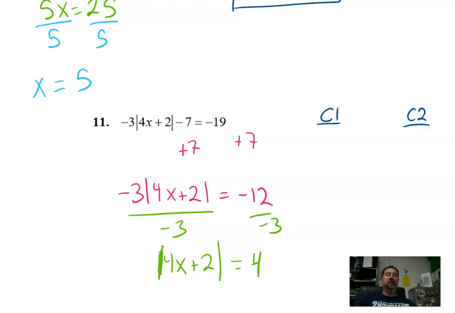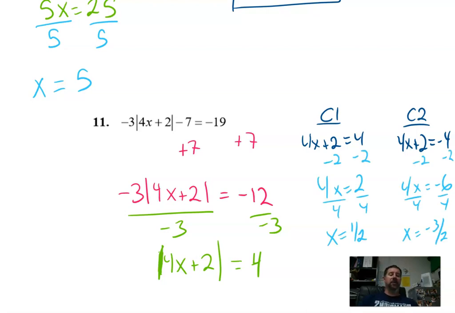Okay, so because it's an absolute value equals a positive number, I now need to set up case 1, case 2. So that's 4x plus 2 equals 4, and 4x plus 2 equals negative 4. And now I'm going to go and solve for my x's. And when you do that, you should get 4x equals 2, and then divided by 4, I get x equals 2/4, or 1/2, when I reduce. Same thing on the other side, I should get x equals negative 6 over 4, which reduces to negative 3/2. So those are my two answers to number 11.